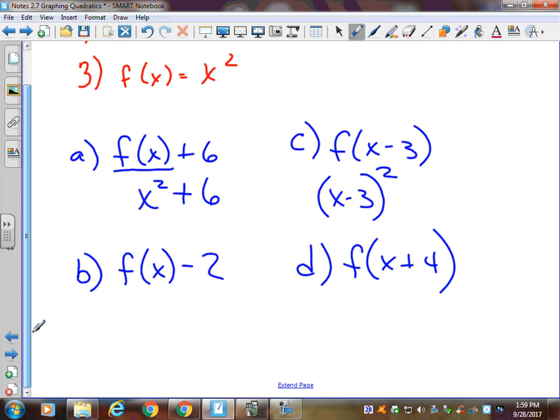So what would I do here? Put it on the end or put it on the inside? Put it on the end, so it'll be x squared minus 2. Where am I going to put it on this one? Inside. So I'm going to make my parentheses squared, and inside there I'm going to take out the x that is the original problem and put in x plus 4.